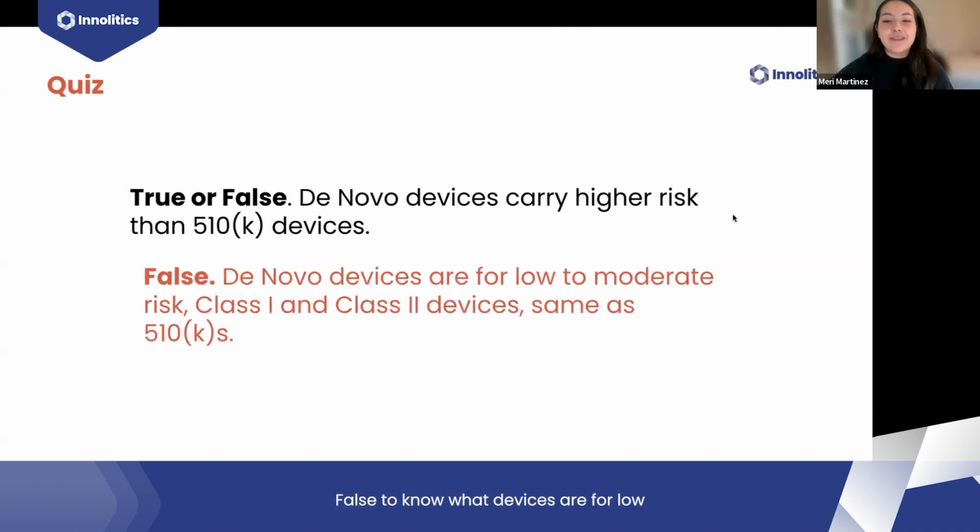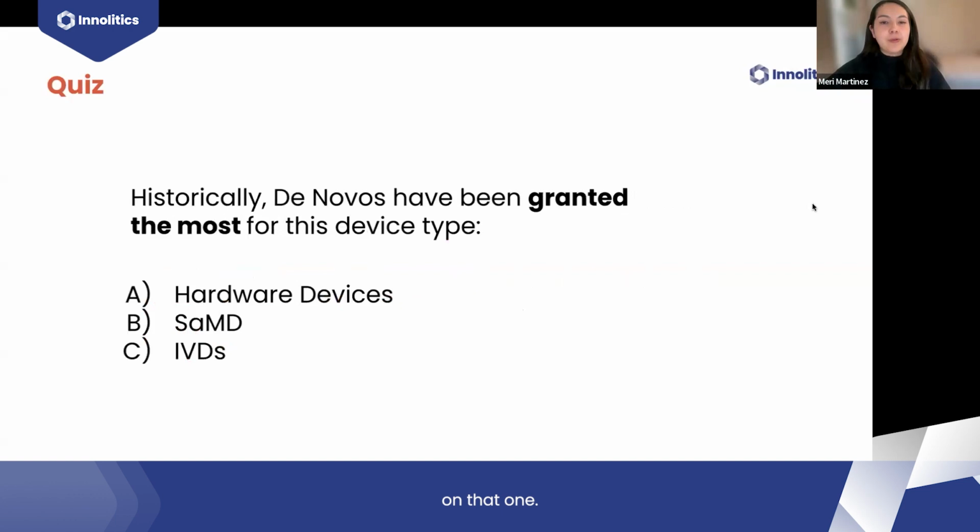De novo devices are for low to moderate risk, class 1 or class 2 devices, same as 510K. The difference is that de novos are for low and moderate risk devices that did not exist before, or at least their category of device did not exist before. So I think everyone was pretty good on that one.